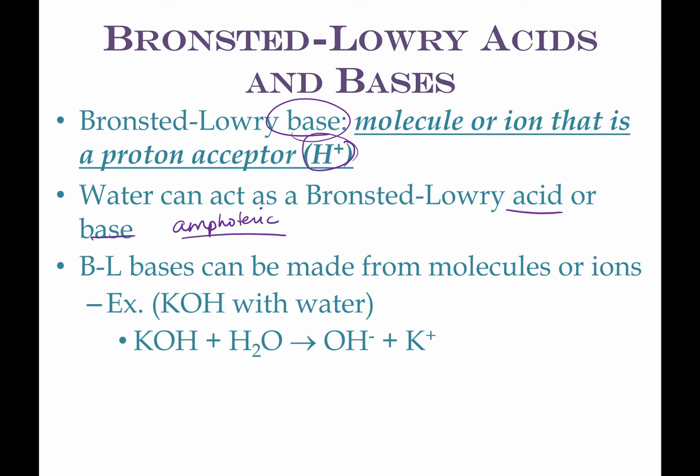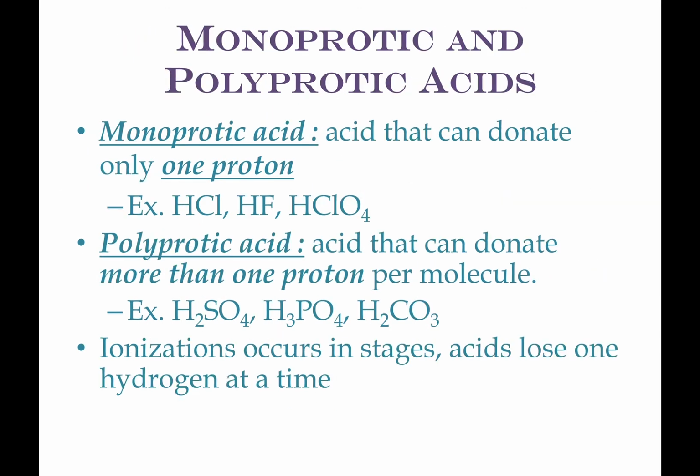So Bronsted-Lowry bases can be made from molecules or from ions, in this case KOH with water. Now normally we don't put water as a reactant, we put it above the arrow with bases. That's just a thing. So we would write KOH, and we don't even necessarily have to put water there, but it'd be OH minus plus K plus. Otherwise it doesn't really work out so well. We don't have to think about it too much.